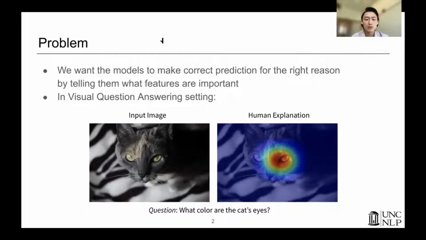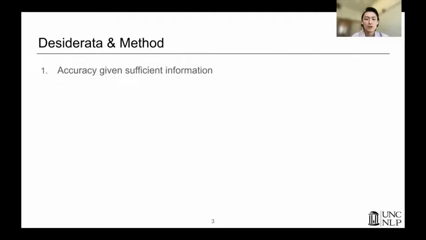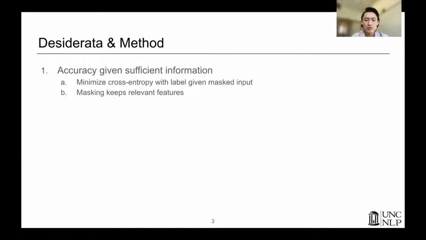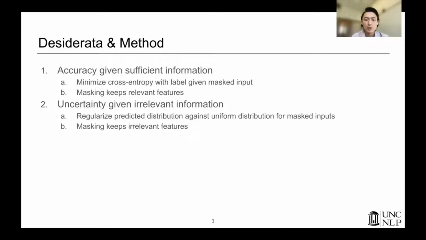Let's look at some model desiderata and how additional annotation helps achieve them. First, we want the model to give correct prediction given only sufficient features. We train models to predict labels given masked input of only relevant features. Second, we want the model to be uncertain given only irrelevant features. We regularize model prediction against uniform distribution given inputs of only irrelevant features.